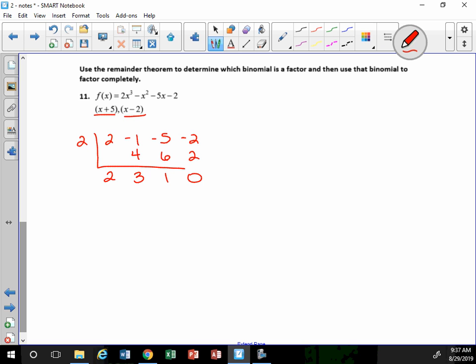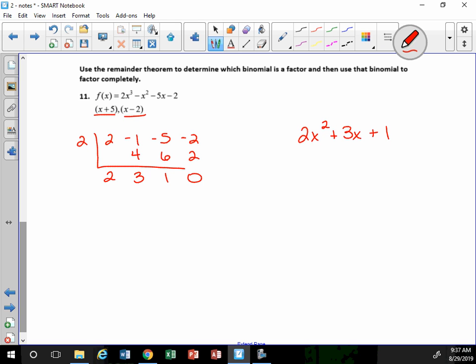Does it work? Yeah. So do I need to do anything with the x plus 5? No, we're going to ignore that. We found the one that works. So I now have 2x squared plus 3x plus 1. What else did the directions say to do?